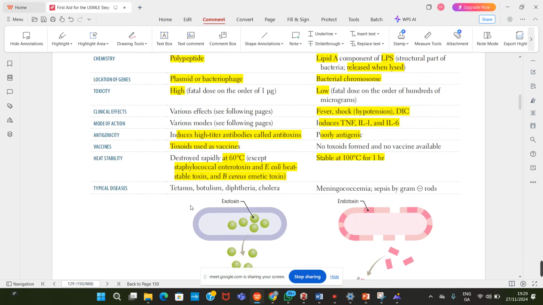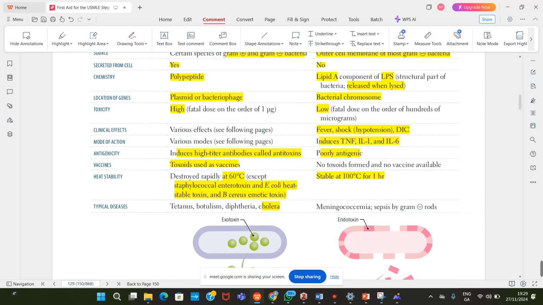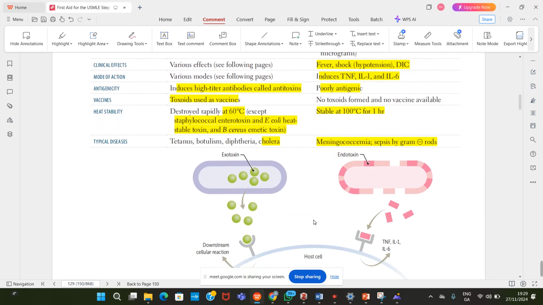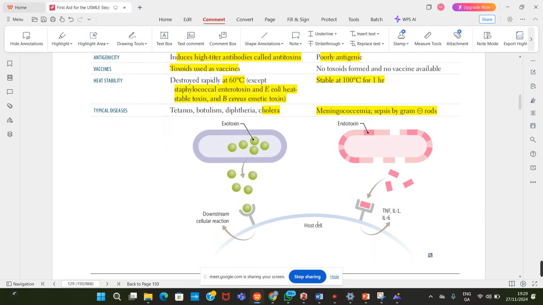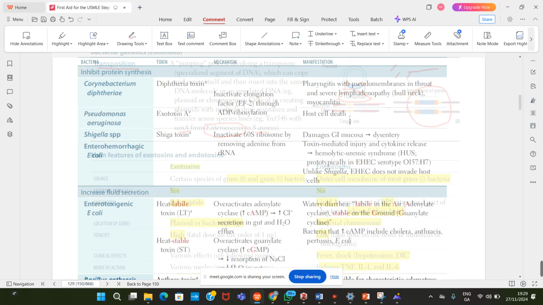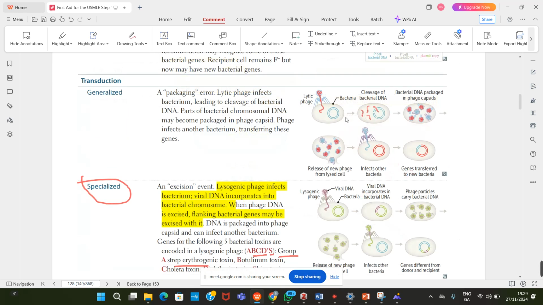So what are the typical diseases? Tetanus, botulinum infection, diphtheria, cholera, all those are exotoxin. The endotoxin is just sepsis from gram-negative rods, meningococcemia, just like I mentioned. It's a form of sepsis from Neisseria meningitidis. What endotoxin do we think is going to be released by Neisseria meningitidis? LOS. Yes. Good. I thought you had forgotten it, but still with us.